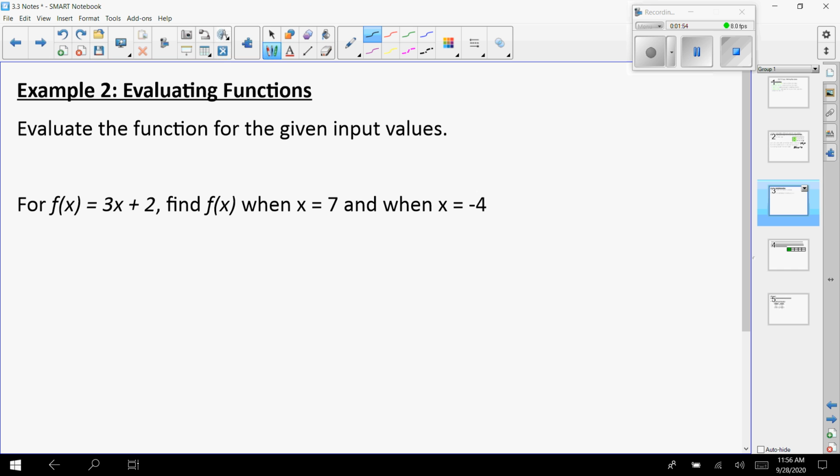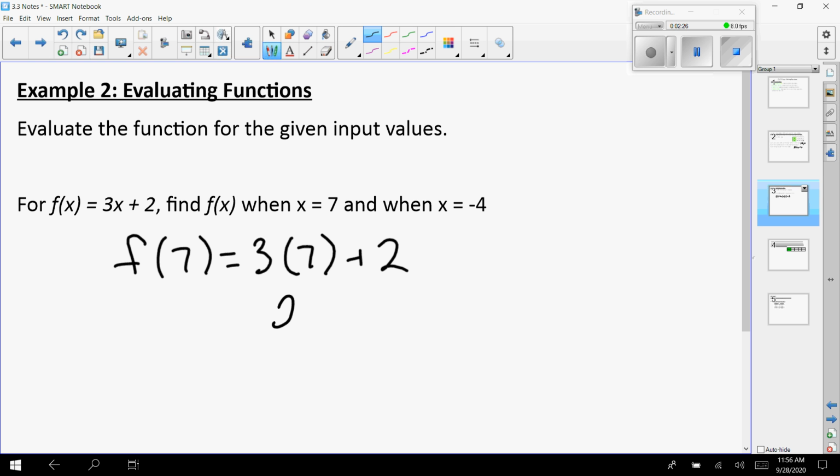The next one is evaluating functions. So we need to evaluate the function for a given input value. So we're looking at f of x equals 3x plus 2. We need to find f of x when x is 7 and then when x is negative 4. So for the first one, we're putting f of 7 equals 3, and in place of x, we put the 7, plus 2. Then we follow it through.